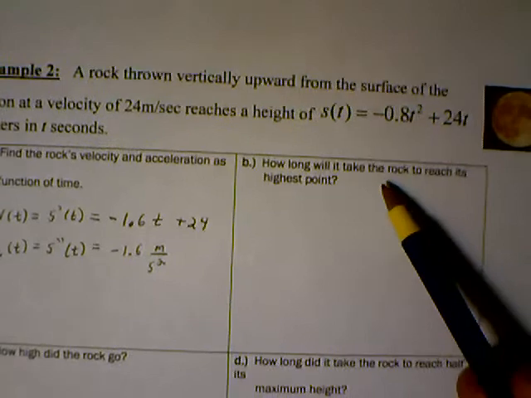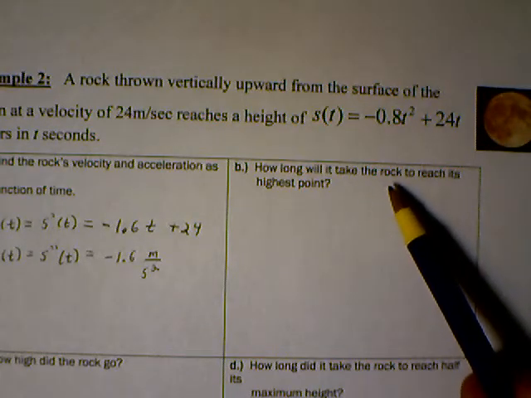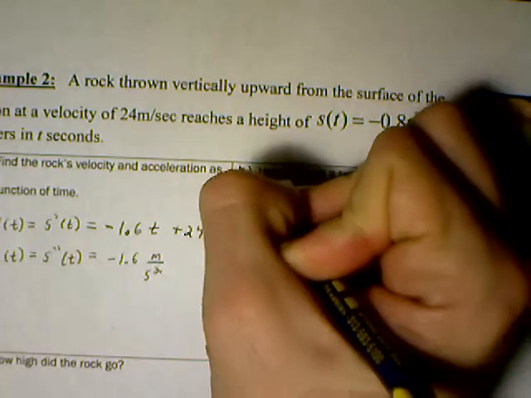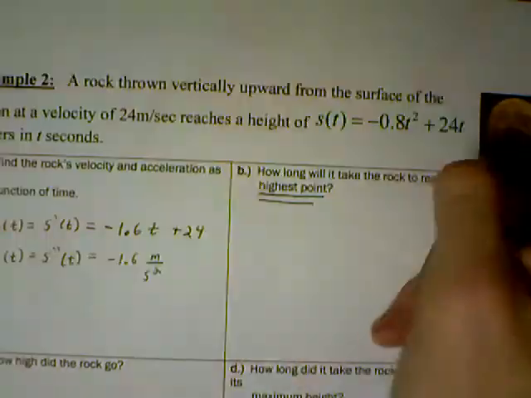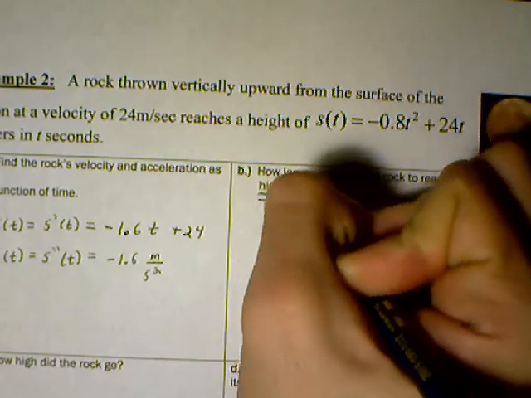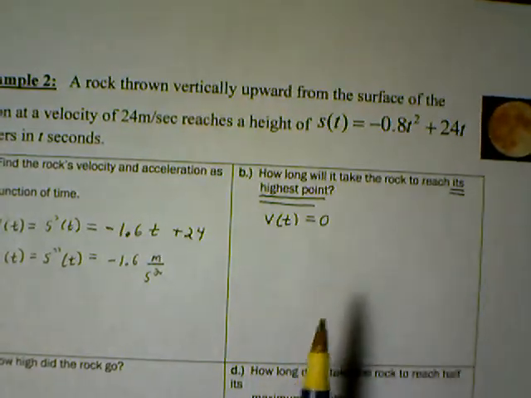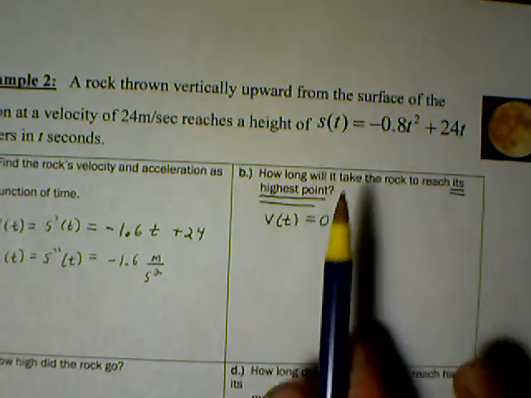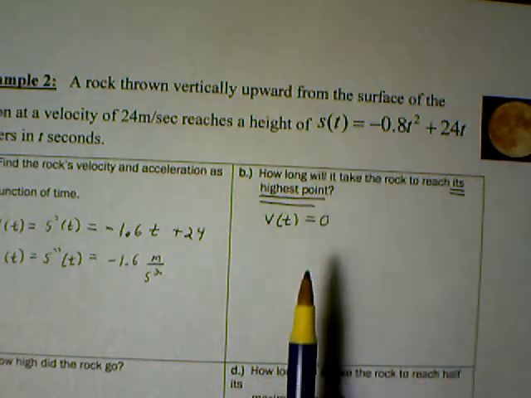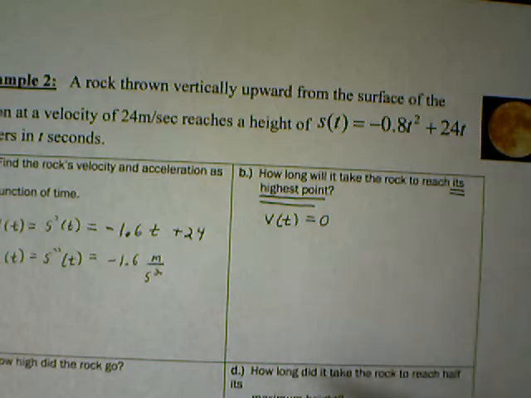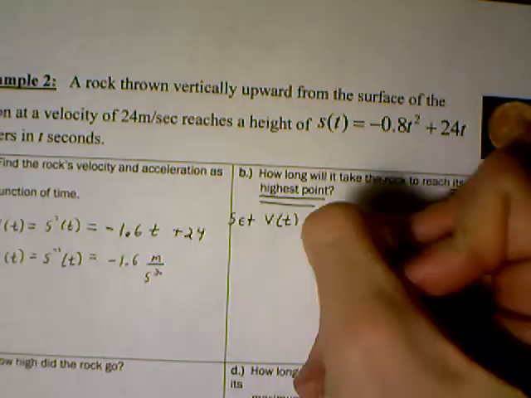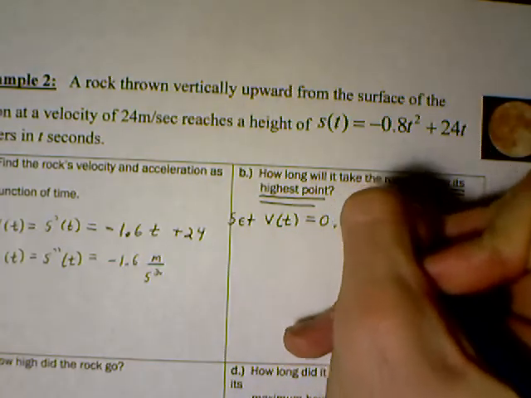Now, how long will it take the rock to reach its highest point? In the last video, we talked about its highest point is when the velocity equals 0, because the rock goes up, it has a positive velocity till it reaches its max height. At its max height at 0, then it starts coming back down. All right, so what I'm going to do is set v of t equal to 0 and solve.